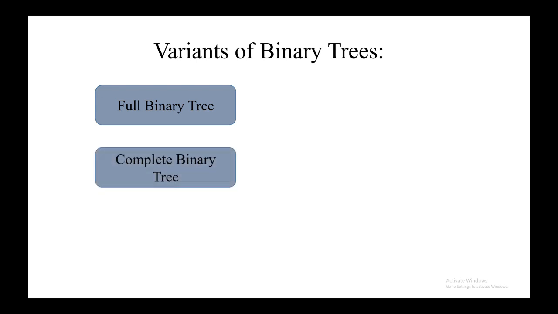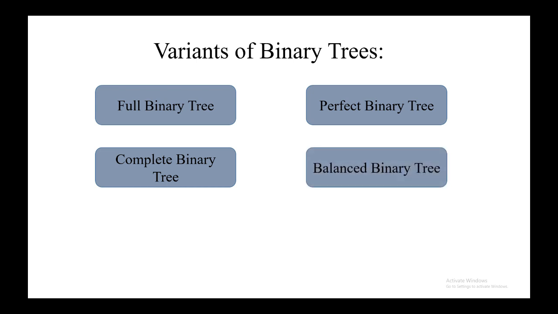A complete binary tree has all the levels completely filled except the lowest level of the tree, as will be discussed. A perfect binary tree is a binary tree in which all the nodes have strictly 2 children. A balanced binary tree is the one in which the height of the left subtree differs from the right only by 1. A degenerate binary tree, also called a pathological binary tree, has only one child node for every node.